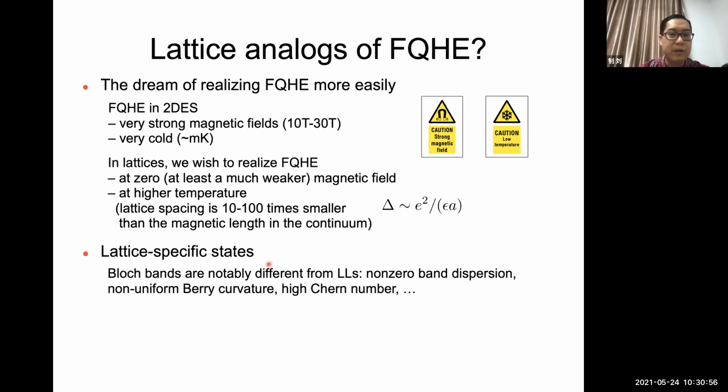Well, the second motivation is we may find lattice-specific fractional quantum Hall effect. And this is because the Bloch bands are notably different from Landau levels, as I said before. For example, Bloch bands have non-zero band dispersion, they have non-uniform Berry curvature, and they can carry a high Chern number. So if we can find lattice-specific states, then they can broaden our understanding of the fractional quantum Hall effect.